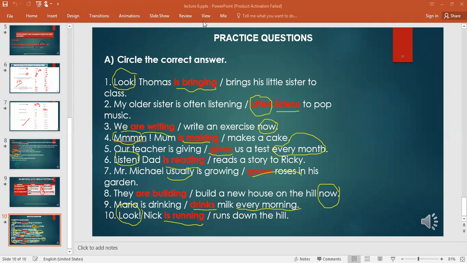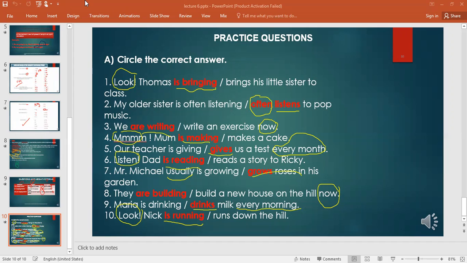Yes, Alma. Alma will do number 2. My older sister often listens to pop music. Which is the correct answer, often listens or often listening? Okay, can you tell us why? Which word shows you that the correct answer is listens, not listening? Often. Yeah, okay.